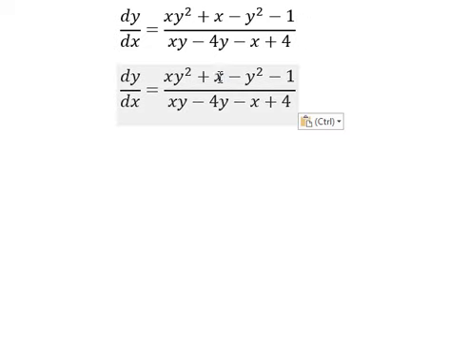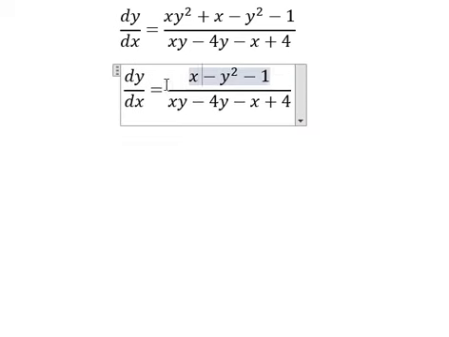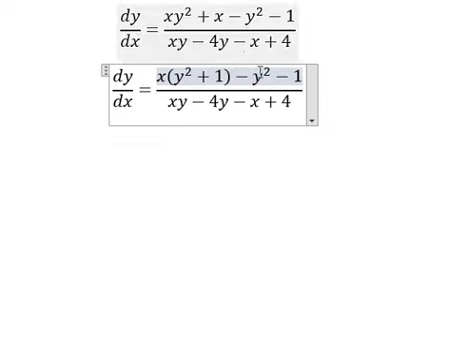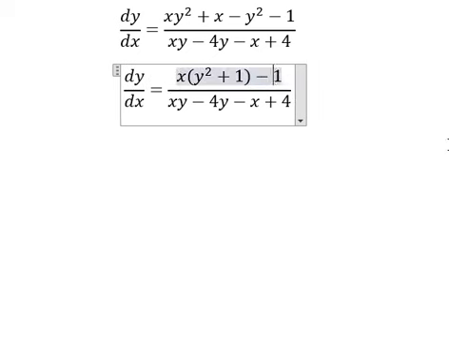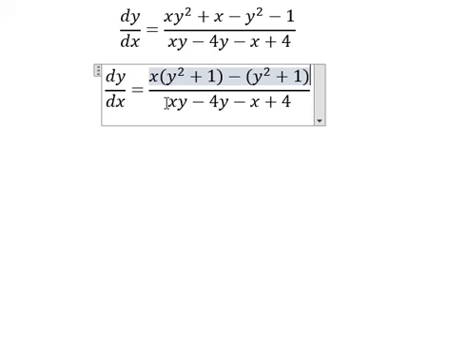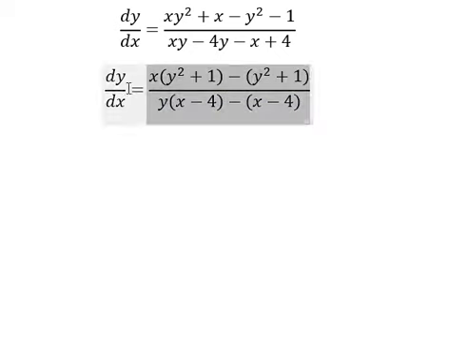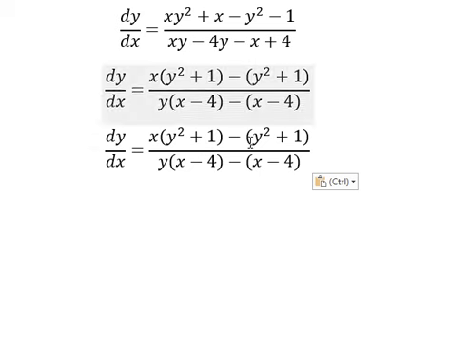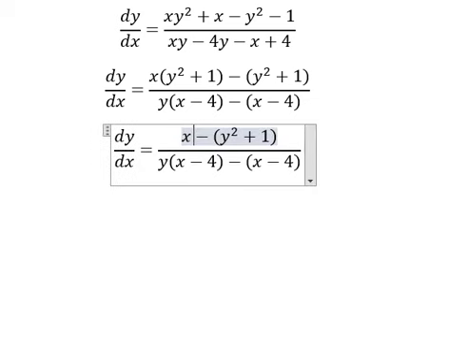We need to do factorization by x, this one by negative number 1, this one that is for y, this one for negative number 1. Next, we can do another factorization by y squared plus 1. The next one is about x minus number 4.